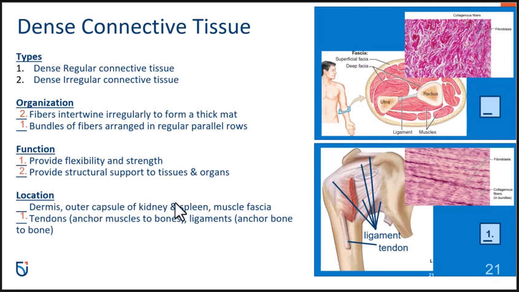Going to provide structural support to tissues and organs, but a very important location of dense irregular connective tissue is found within the dermis, which is the tough part of our skin. It is also found in other areas as well, parts of the kidney and the spleen, and some fascia of muscle, which is the outer covering of muscle. But dermis is certainly a big one, and we know our skin gets twisted and pulled in so many different directions, hence the orientation of the fibers irregularly.